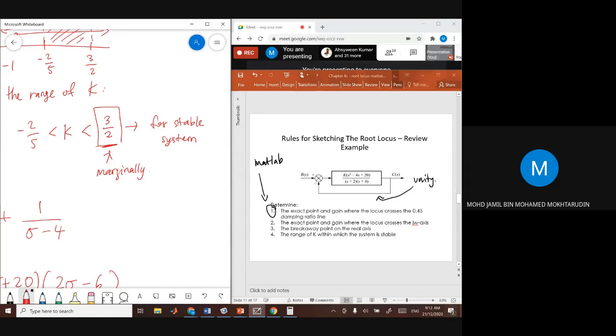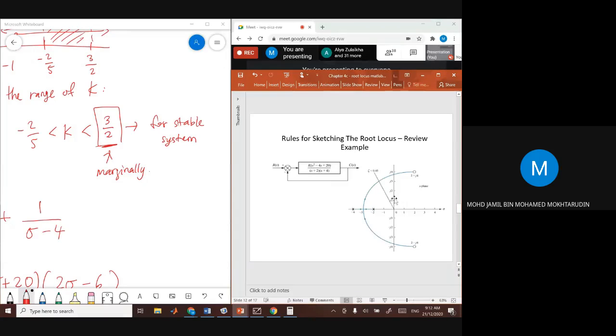Okay, so if you look at the root locus, especially for take home quiz question number 1, the last question asks you to describe the system stability from the root locus. So if you look at this root locus, then you know that at this point here, the system is marginally stable.